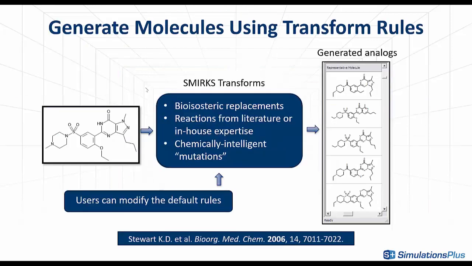This slide illustrates how we generate molecules using SMIRKS transformation rules. So you take a simple molecule here, and we have a file that contains these transforms. So these can be simple isosteric replacements, reactions from literature, in-house experience, and then what we call chemically intelligent mutations. And this comes from a paper from Stewart et al. of Abbott in 2006, and they created a scheme called Drug Guru, which would make kind of medicinal chemistry modifications to a hit or lead structure. Users are allowed to modify the default rules. So basically, you're just taking a structure and transforming it into other compounds here.